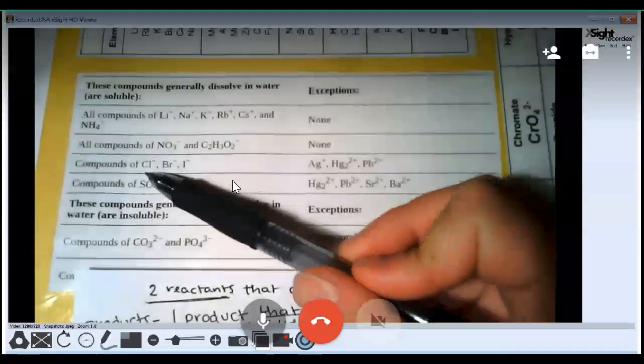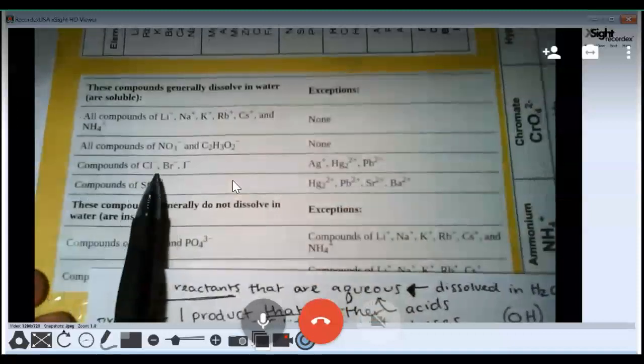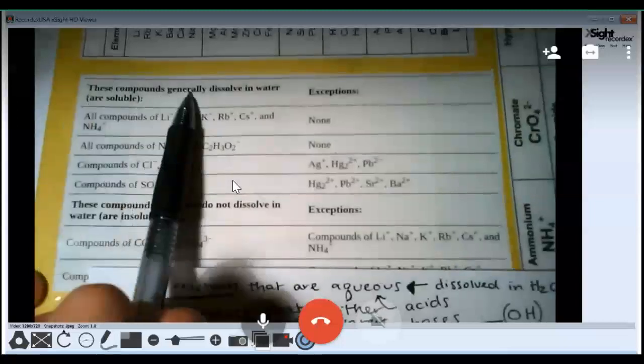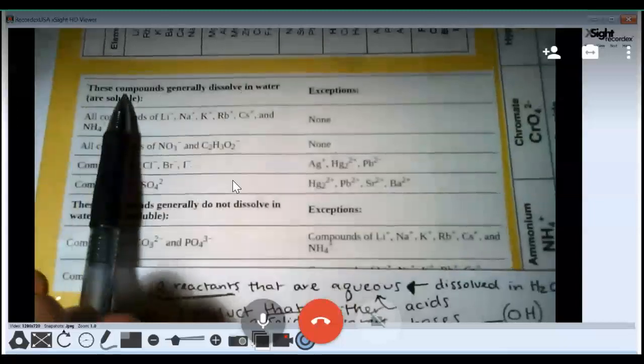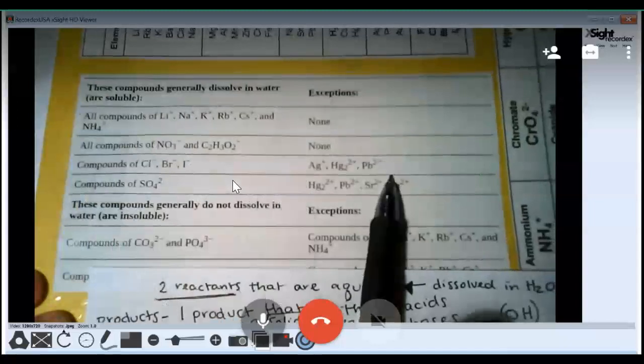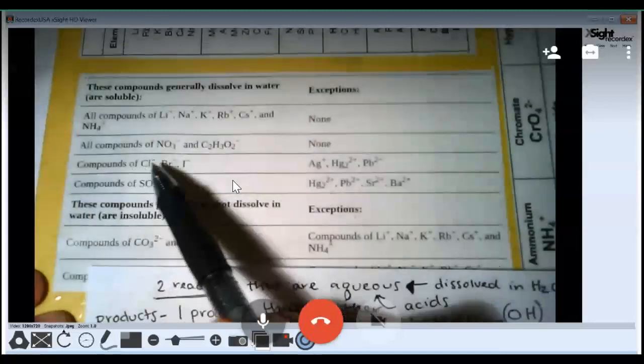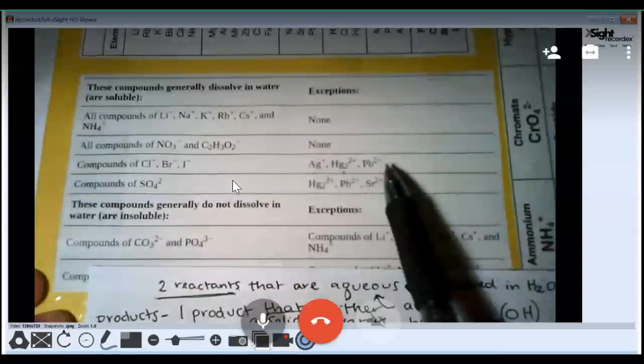Rule 3, the compounds, it talks about chlorine. Perfect. Okay, so it says compounds of chlorine, Cl-, Br-, and I-. They do generally dissolve. So they are soluble, but there's a few exceptions to that rule. So compounds of chlorine generally dissolve unless the chlorine's bonded to silver, mercury, or lead.